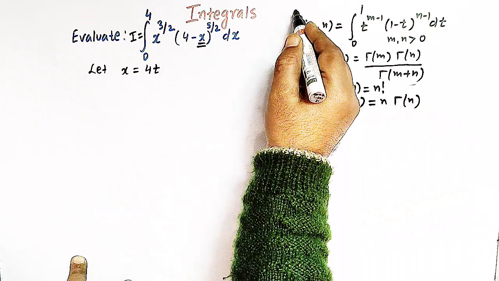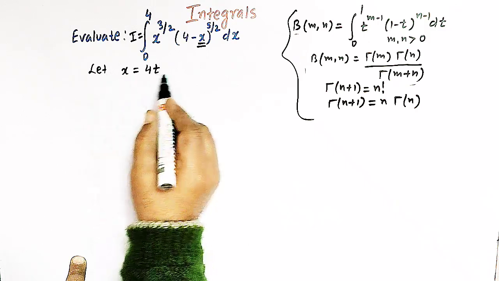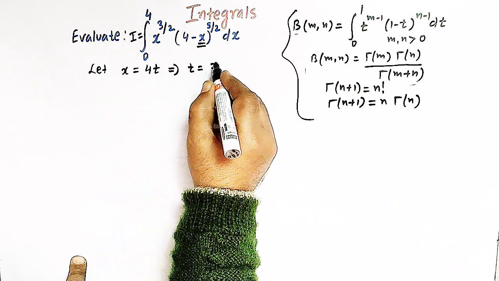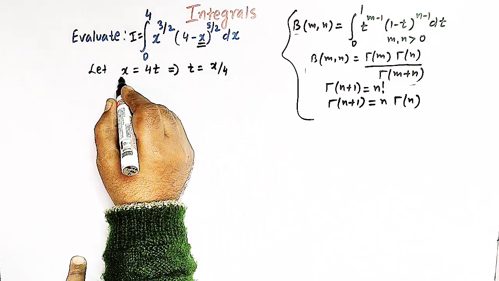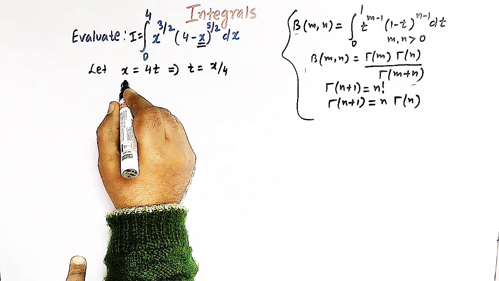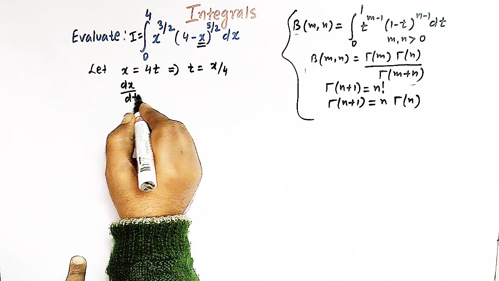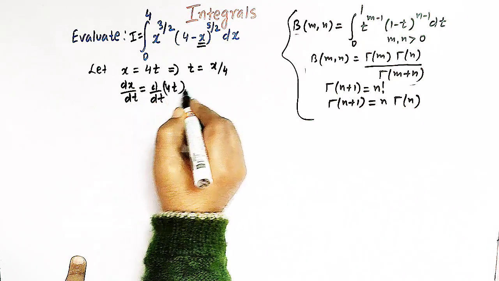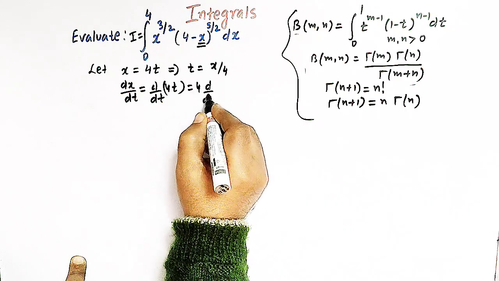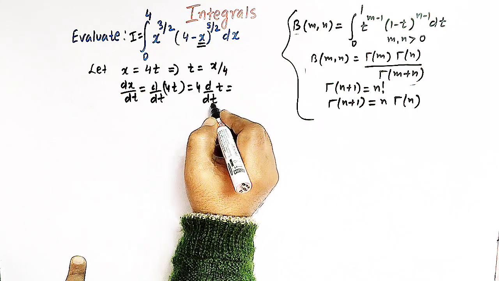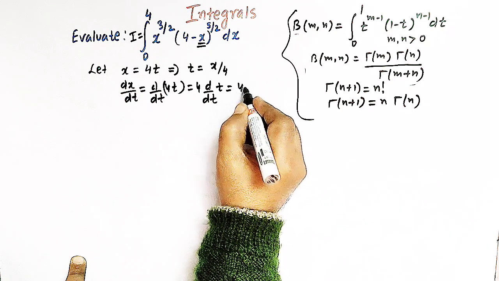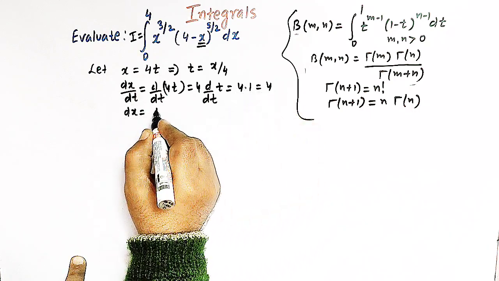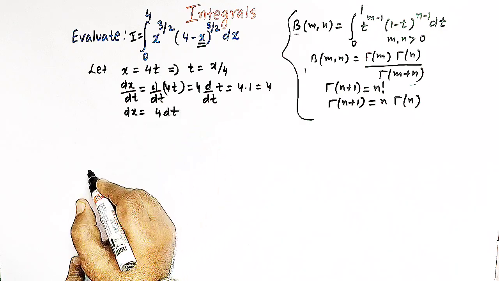So let us make this substitution. Here x is equal to 4t, so t can be written as x over 4. Now let us differentiate x with respect to t. We can write dx over dt is d by dt of 4t, which is 4 times the derivative of t, and the derivative of t with respect to t is 1, so we have 4. So now dx can be written as 4 times dt.